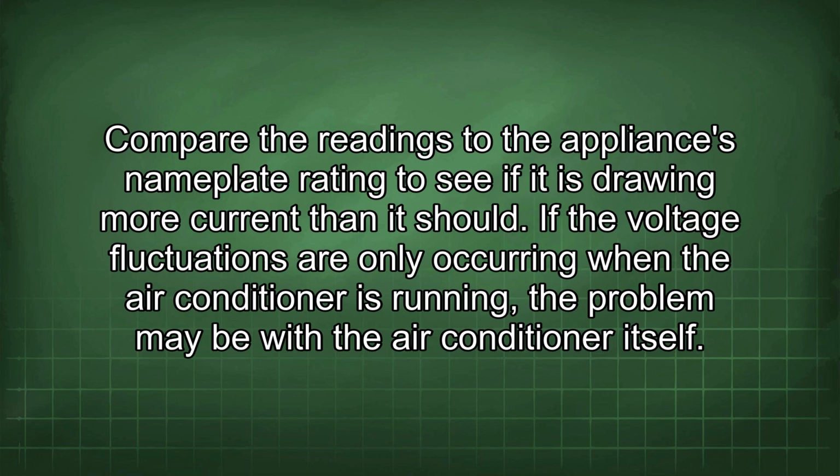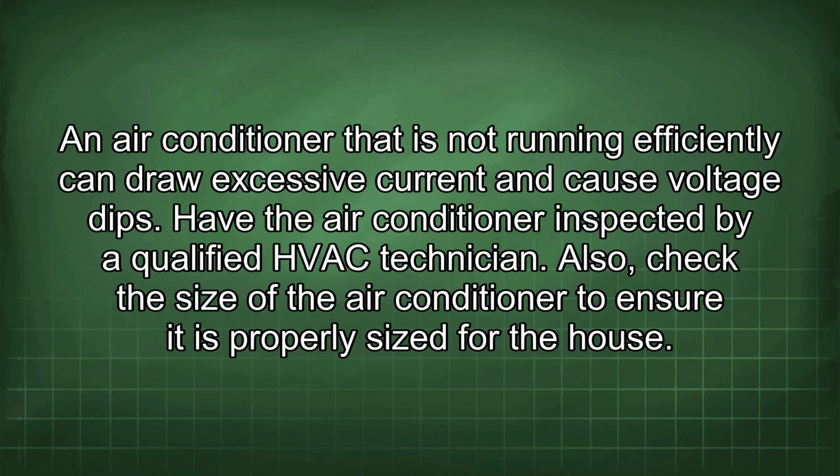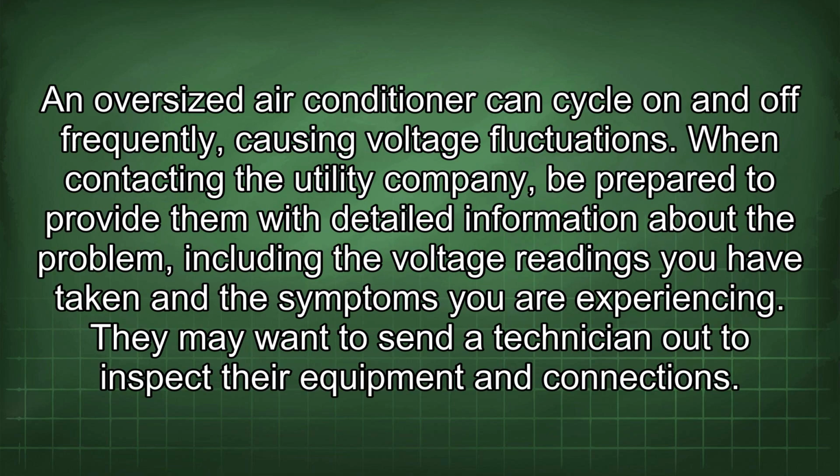If the voltage fluctuations are only occurring when the air conditioner is running, the problem may be with the air conditioner itself. An air conditioner that is not running efficiently can draw excessive current and cause voltage dips. Have the air conditioner inspected by a qualified HVAC technician. Also, check the size of the air conditioner to ensure it is properly sized for the house. An oversized air conditioner can cycle on and off frequently, causing voltage fluctuations.